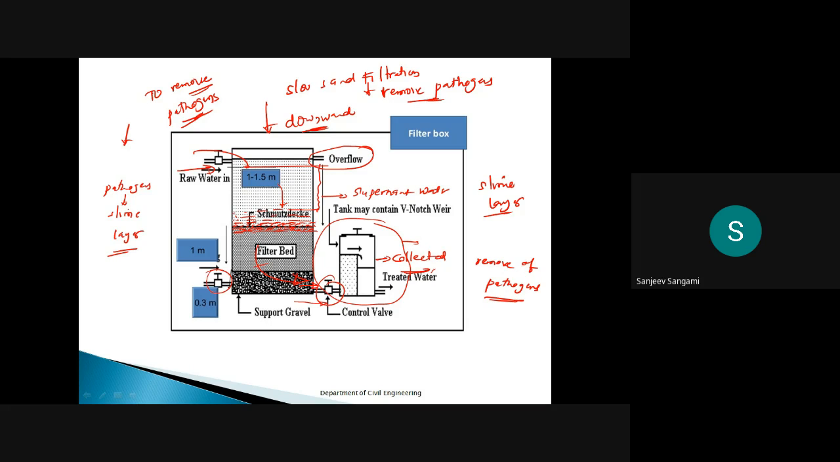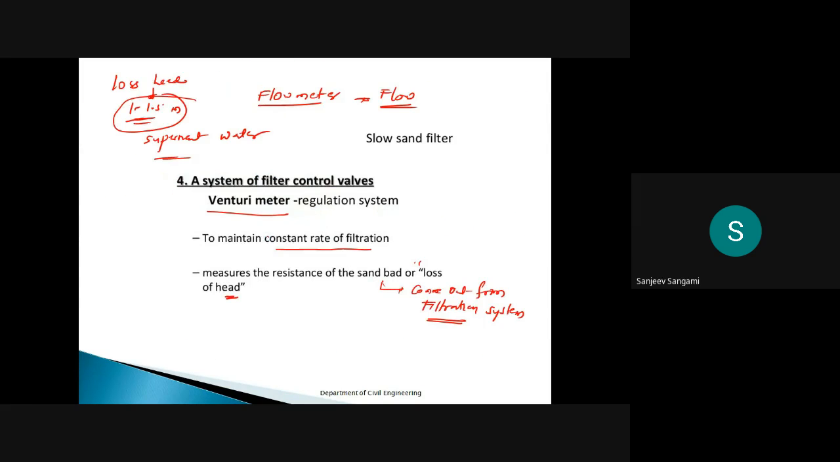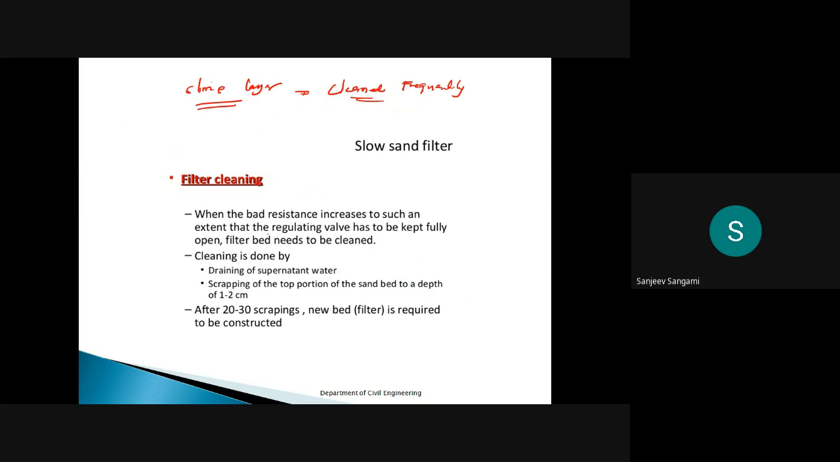And one major problem is that it has to be done manually. This is one drawback in the slow sand filtration process. When the bed resistance increases to such an extent that the regulating valve has to be kept fully open, filter beds need to be cleaned. Cleaning is done by draining of the supernatant water and scraping of the top portion of the sand bed to a depth of 1 to 2 centimeter.